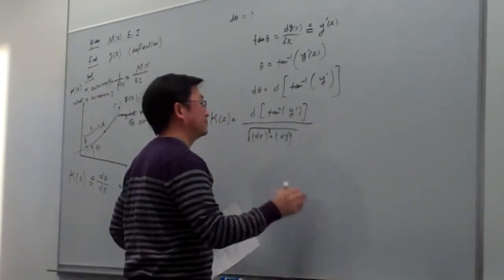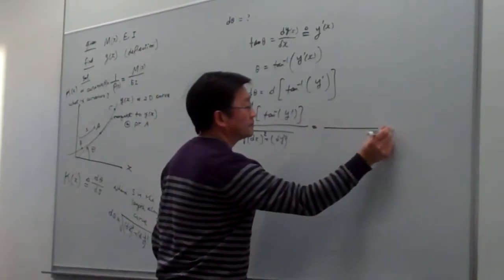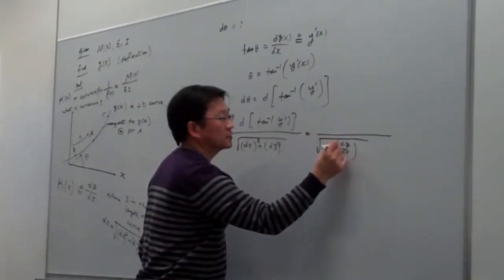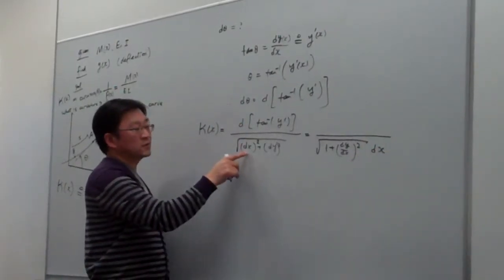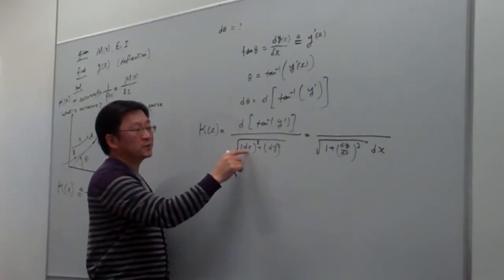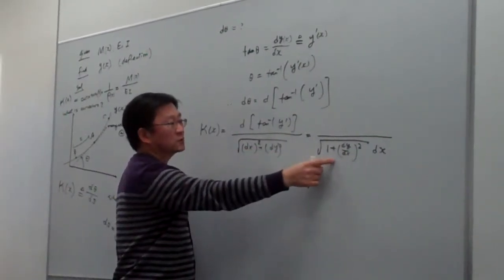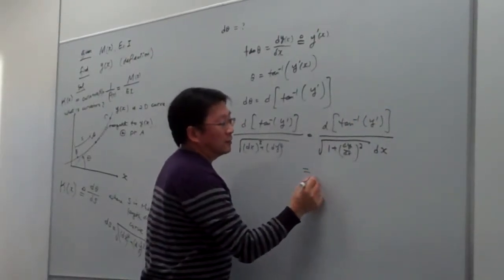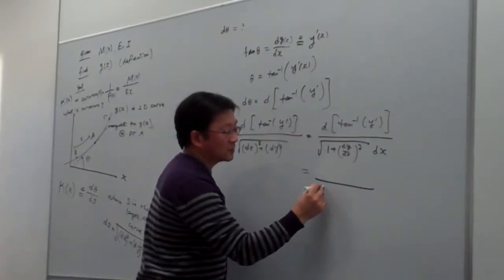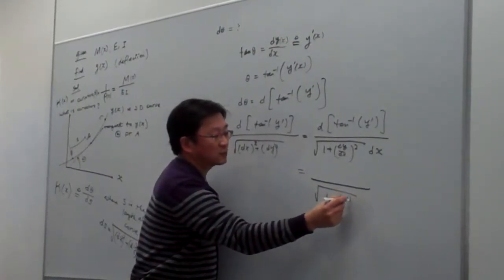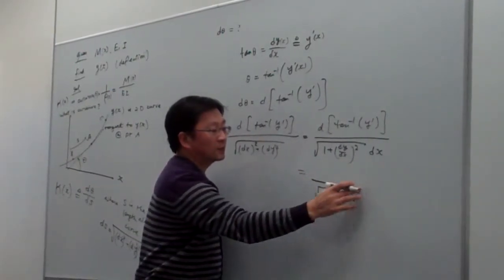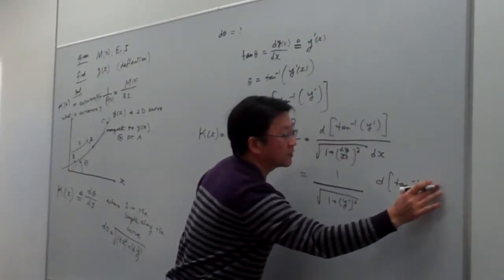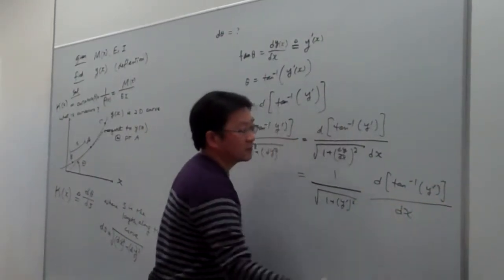Let me rewrite the denominator into this form: 1 plus dy dx squared, and then dx. Simply, for each term, I divide by dx squared. So the denominator equals this, and then I just keep the numerator the same. From here you can see this denominator is 1 plus dy dx, which is y prime. Let me change the symbol again. Here is d arctangent y prime over dx.